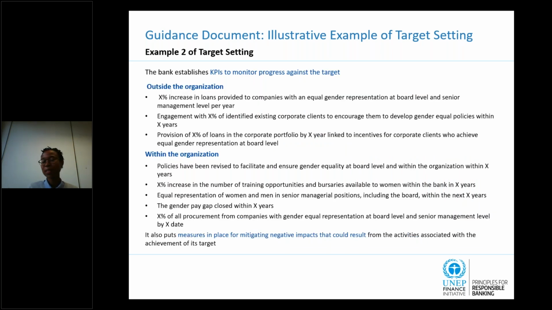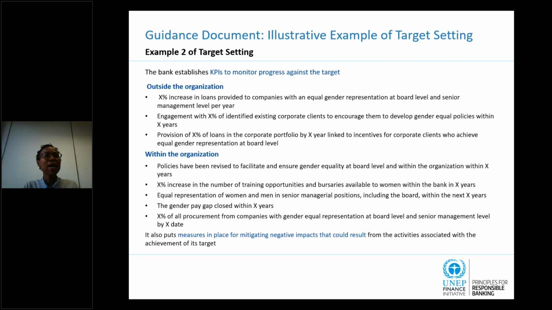So the bank then establishes KPIs to monitor the progress that it's making against its target. And it sets KPIs looking outwards, so KPIs that would have an impact on its clients, and it also then sets KPIs that look inwards. So what is the bank doing internally to try and achieve gender equality? So let's start with the KPIs for outside the organization.